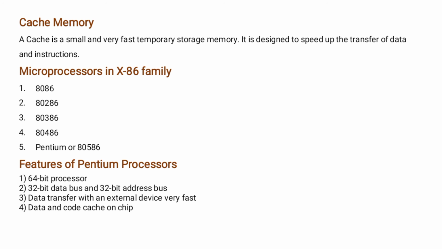Now, what are the features of the Pentium processor? First, Pentium is a 64-bit processor. It has a 32-bit address bus. Data transfer with external devices is very fast, and data and code cache are on chip. Now these are the features of the Pentium processor.